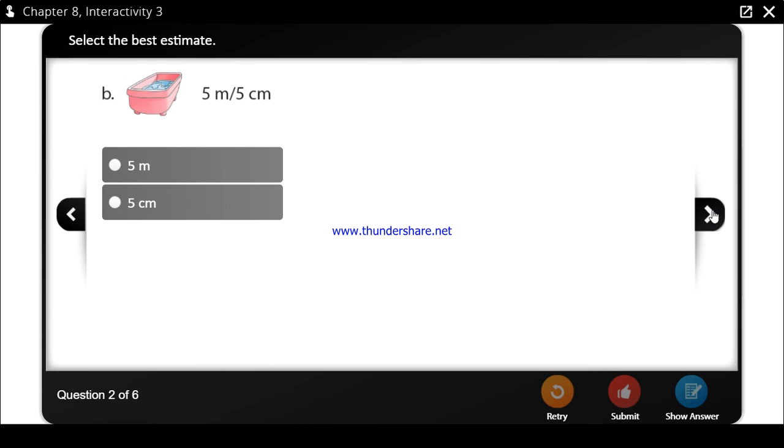Then B part, it's a truck, 5 meter or 5 centimeter. It is a longer object, so we denote 5 meter. So our answer is 5 meter.